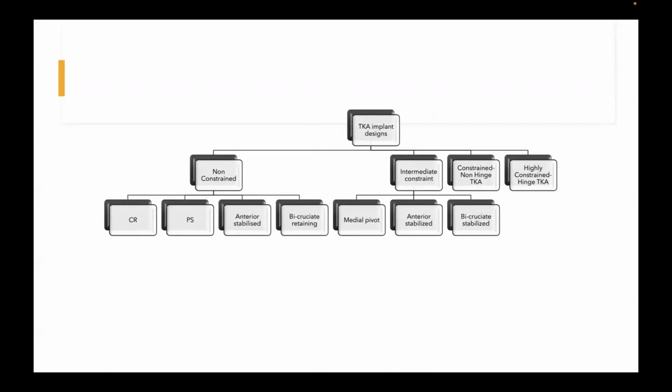So let's classify the TKA implant designs which are available at present. It can be non-constrained, which includes CR, PS, anterior stabilized, bicruciate retaining. They can be intermediate constraint implants, which is medial pivot, anterior stabilized, bicruciate stabilized. Other implants are constrained non-hinge TKA and highly constrained hinge TKA.